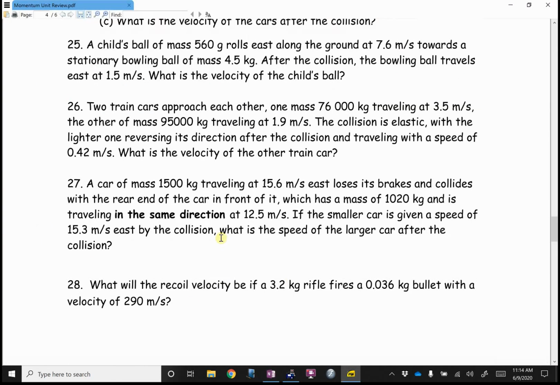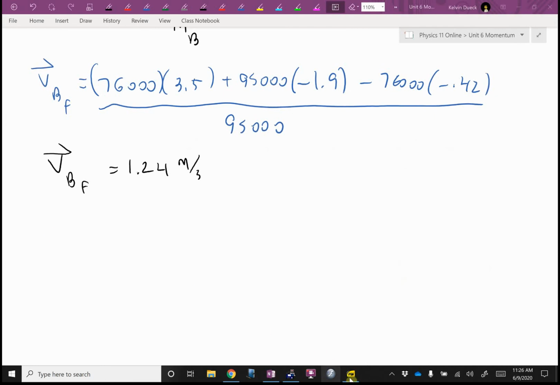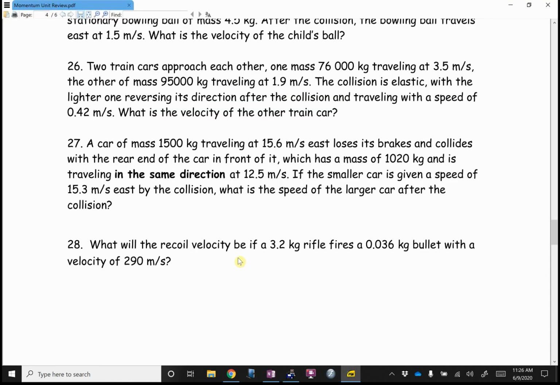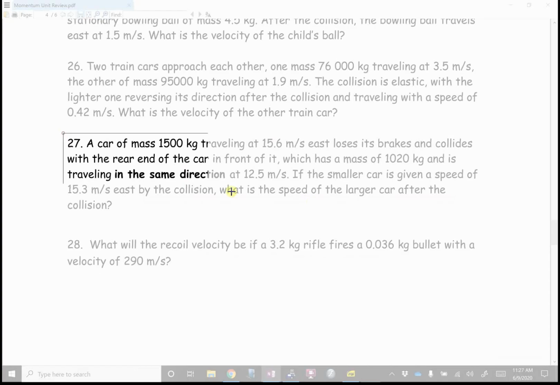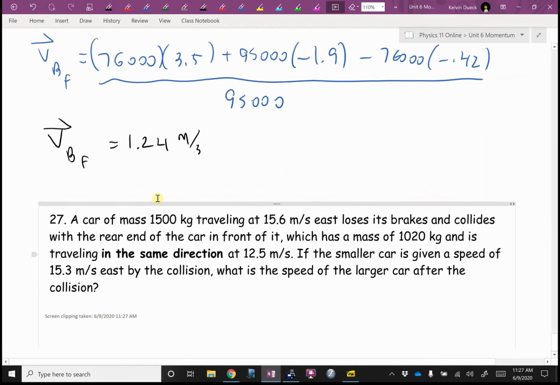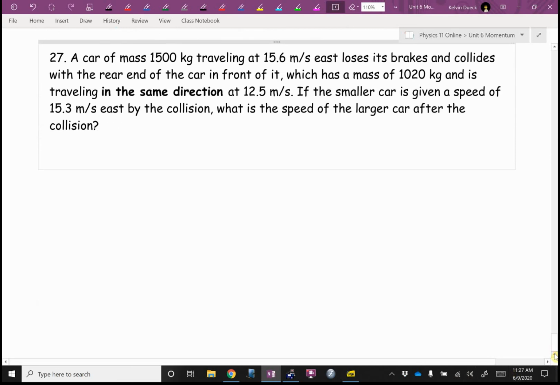Number 27. Continuing on, number 27. Two more, we're done. We have a collision. So this is a job for conservation of momentum. I'll call this mass A. I'll call this mass B. They're in the same direction, so just to make my life easy, I'll call everything positive.